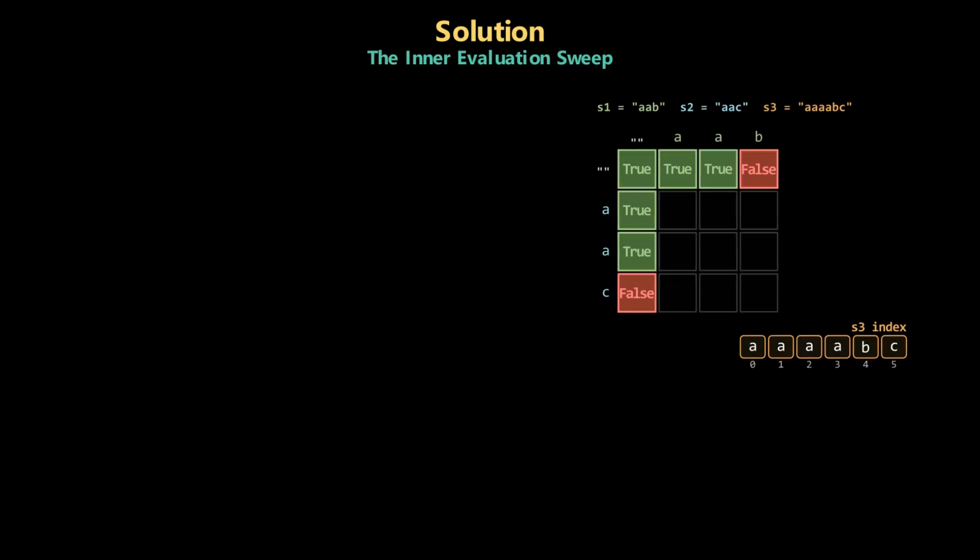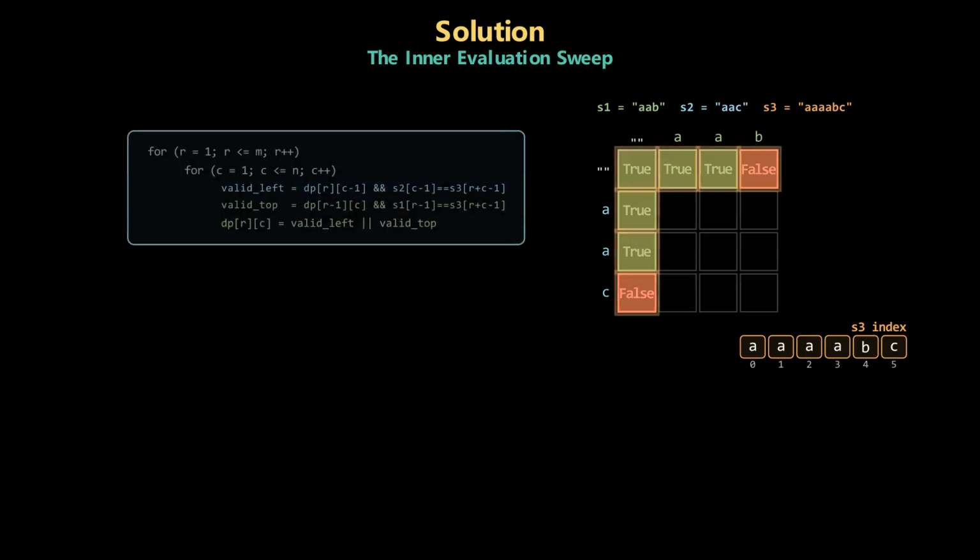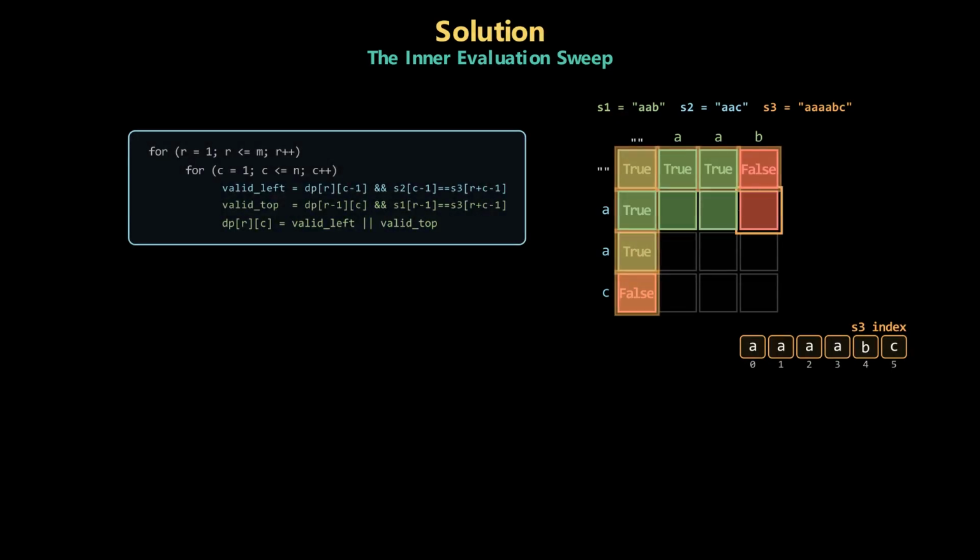With our boundaries locked, our nested loops sweep through the interior of the matrix. At every single coordinate intersection, the engine looks backward at its two entry gates, its left neighbor and its top neighbor. A path successfully opens horizontally if the left cell was valid and the current character of string 1 matches string 3. Alternatively, a path drops down vertically if the top cell was valid and string 2 matches string 3. If either gate is open, our current cell becomes a verified stepping stone.